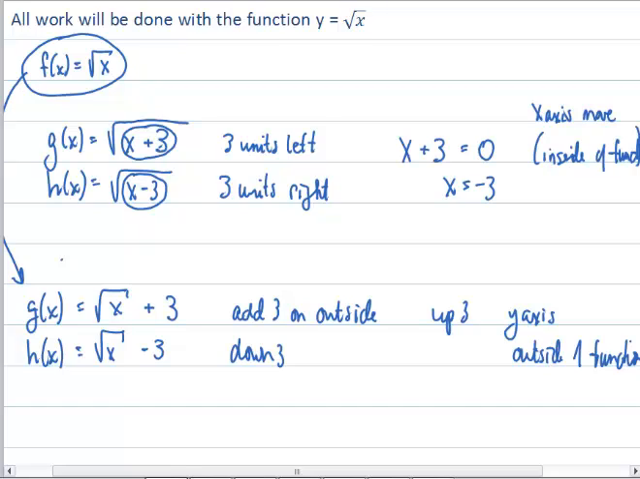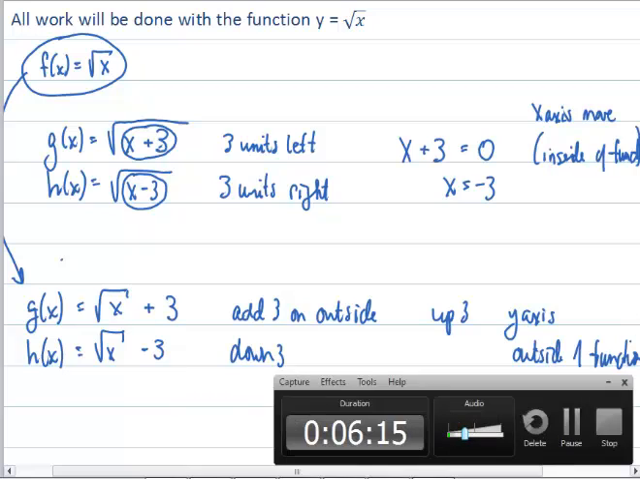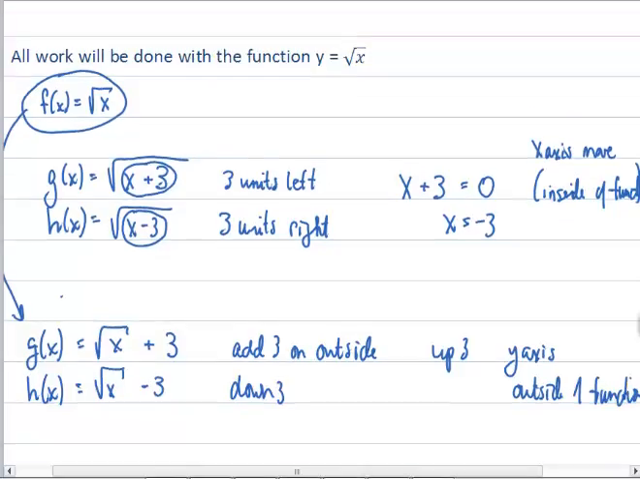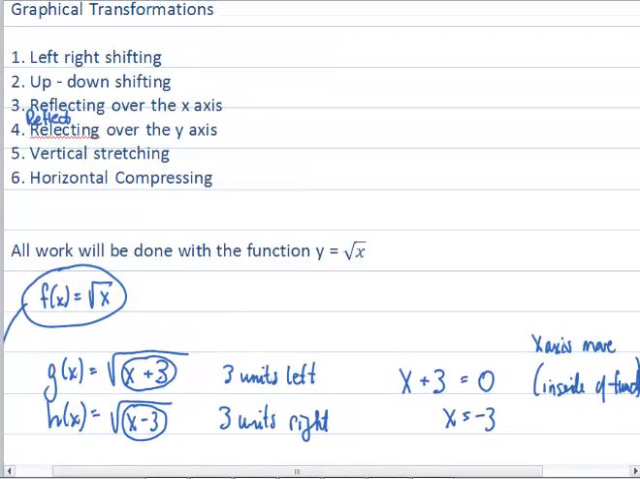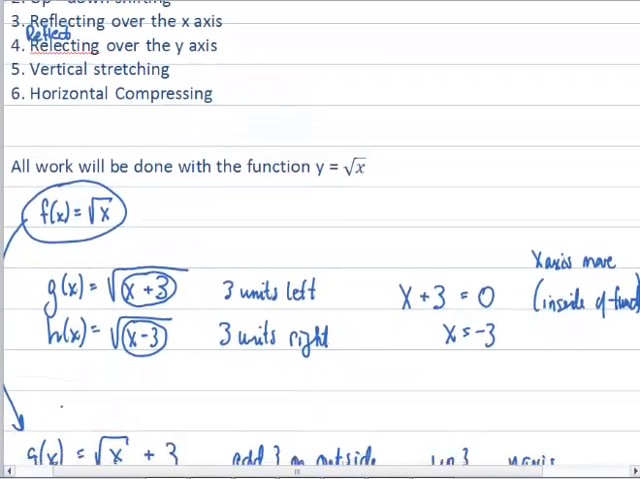So the next thing on the list, let me just check the sound, make sure I'm testing here. Okay, we're into 6 minutes. So the next thing on our list was reflecting over the x-axis and reflecting over the y-axis.